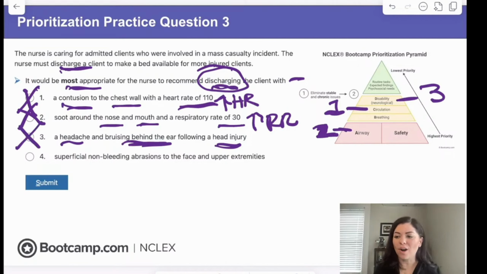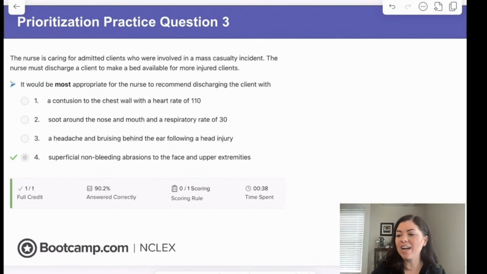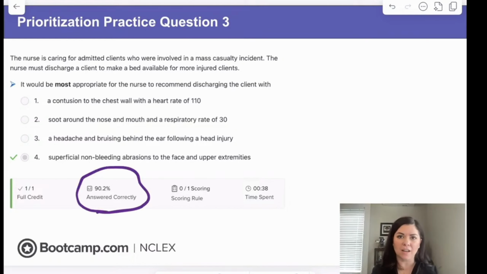So option 4, we have a client that has non-bleeding abrasions to the face and upper extremities. So maybe they need some Neosporin and some wound care, but they can go out the door, huh? They are stable. So once again, I know that one was a little bit easier, but please remember those findings that we discussed in options 1 through 3, because they are, once again, very high yield, emergent findings that if you see, you're going to want to attend to that client very quickly.